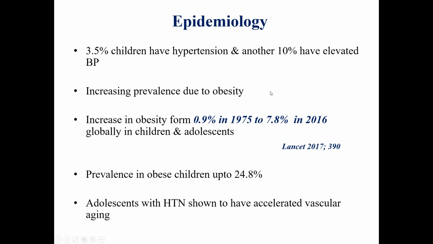Now, if you look at the epidemiology of hypertension in children, less than 5% of children would have hypertension, but another 10% would have elevated blood pressures. And there has been an increasing prevalence of hypertension, possibly due to obesity. If you look at the figures of obesity, in 1975 it was 0.9%, which has increased worldwide for children and adolescents to about 7.8%, and in some countries like the US and some European countries, it is around 20%. And the prevalence of hypertension in these obese children is roughly 1/4. So therefore, a primary reason for increased hypertension is obesity.